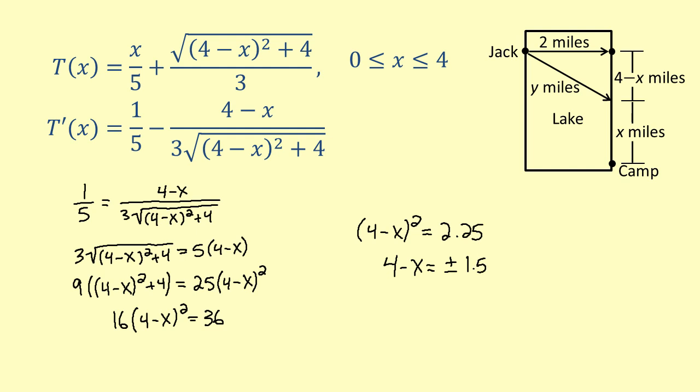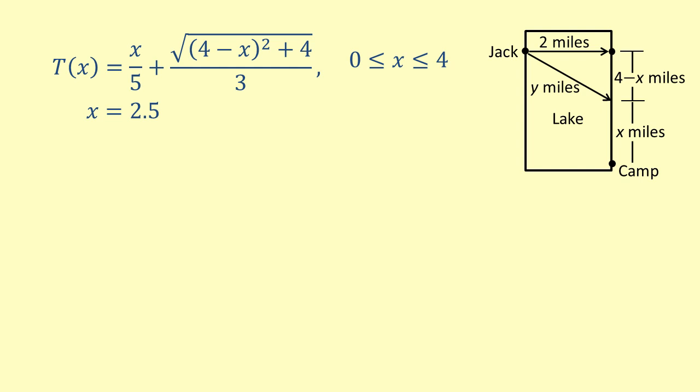Solving for x, we get x is equal to 2.5 and 5.5. However, recall that the domain is from 0 to 4. Since 5.5 is not in the domain, it cannot be considered as a critical point. Note that it can be verified that 2.5 is the solution by substituting it into the equation and verifying that a true statement results. In this case, 2.5 does satisfy the equation.